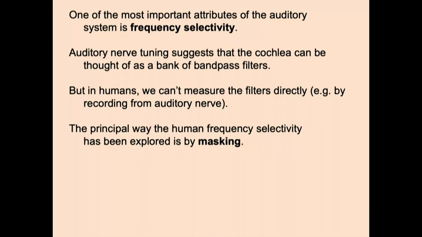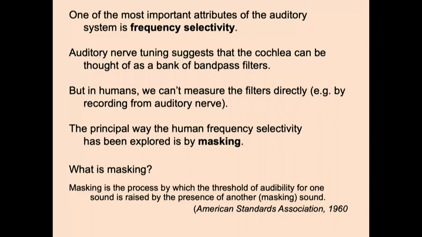So in humans, if you want to understand the frequency selectivity in the cochlea, you have to infer it indirectly from some other type of experiment. Okay? And the principal way that human frequency selectivity has been explored is by making use of what's called masking. So what is masking? Well, masking is defined as the process by which the threshold of audibility for one sound is raised by the presence of another masking sound.